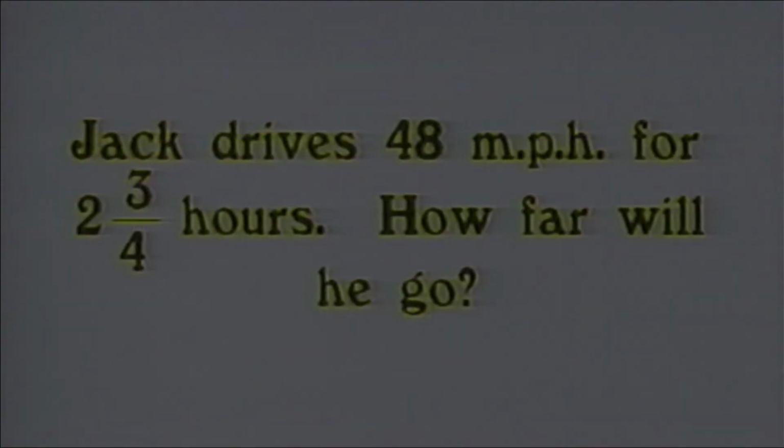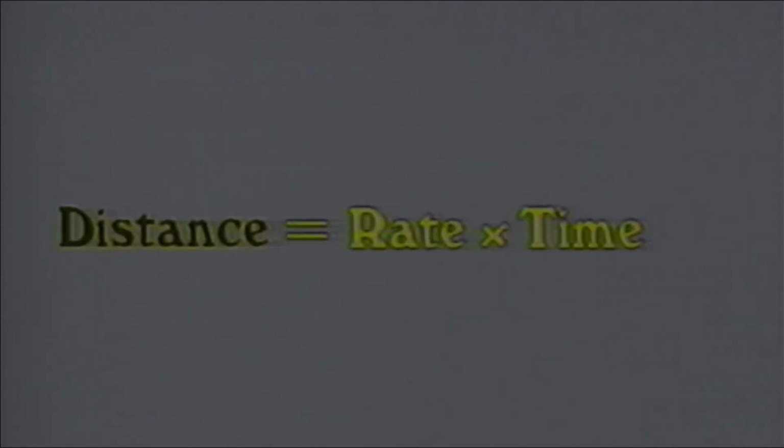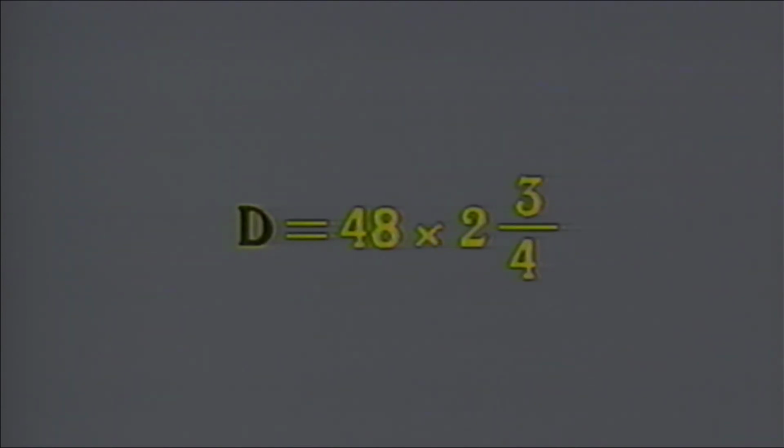If Jack drives at an average speed of 48 miles per hour for 2 3/4 hours, how far will he go? Maybe nowhere, Ed. Maybe he's driving in circles. Assume he's driving straight along the highway. Then we'll have to multiply 48 by 2 3/4 because distance equals rate times time traveled. In our case, that's 48 times 2 3/4.